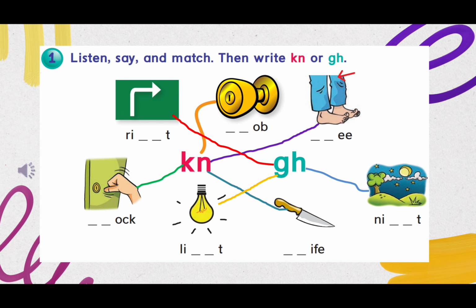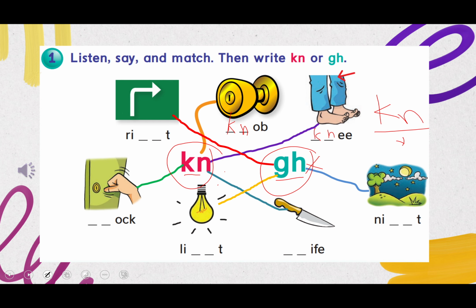So let's start with the first one. I have KN and GH. Both of these letters make a silent sound, that is written but not pronounced. I cannot hear it. The rule for these sounds: KN, every time I write KN together, they make a silent sound. So KN always starts the words, like knob. It comes at the beginning of the word. Knob.